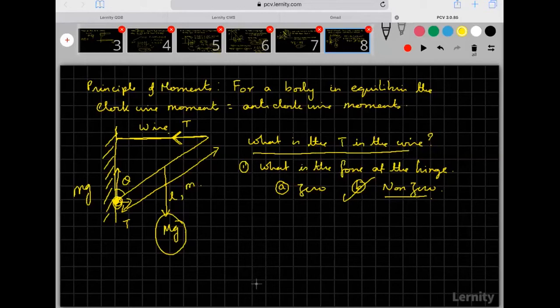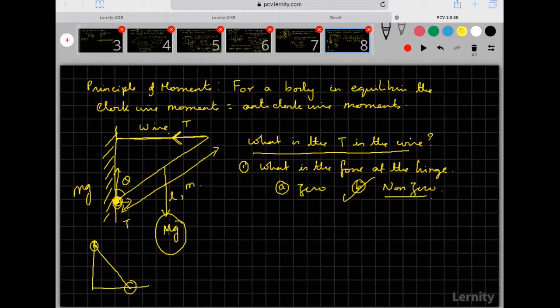Here I cannot use upward force, downward force, leftward force, rightward force, because there is a hinge. In the previous questions, when I had my ladder, there was no hinge. Every point was free to move. Now, because there is a hinge here, this is not free to move. So now these questions can be done only by the principle of moments.